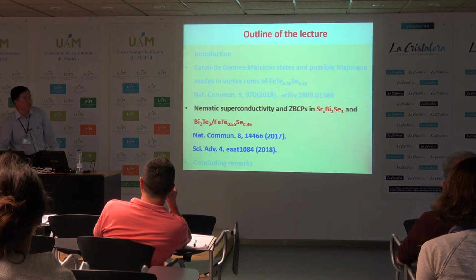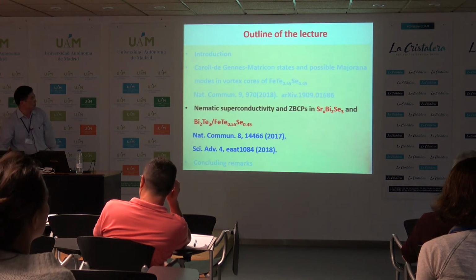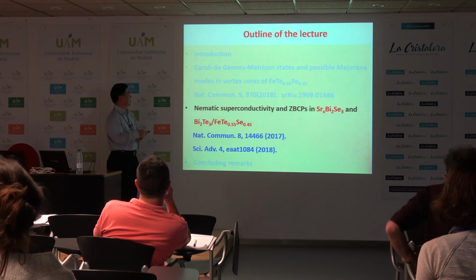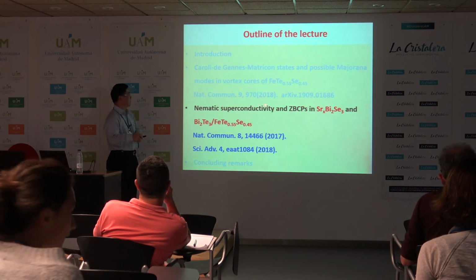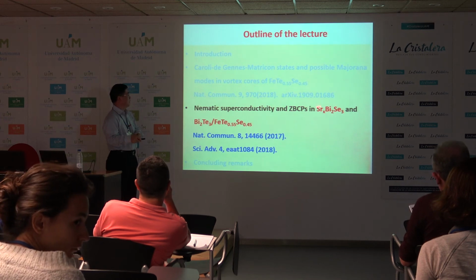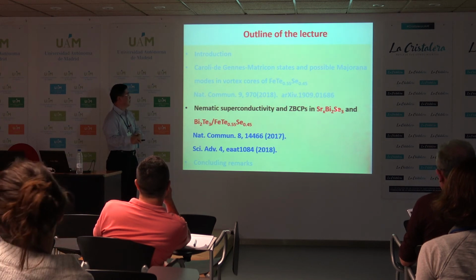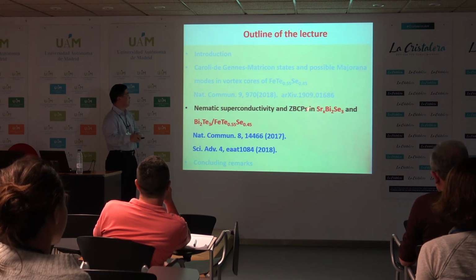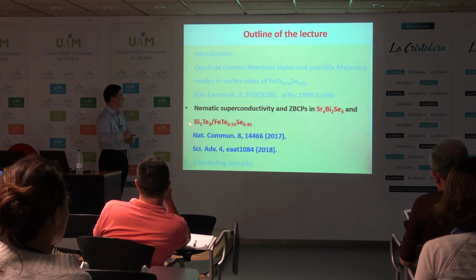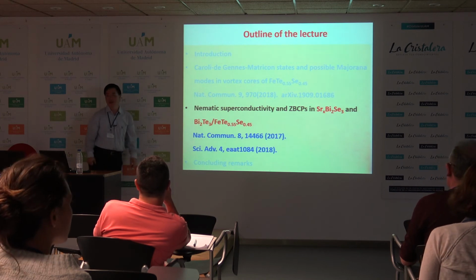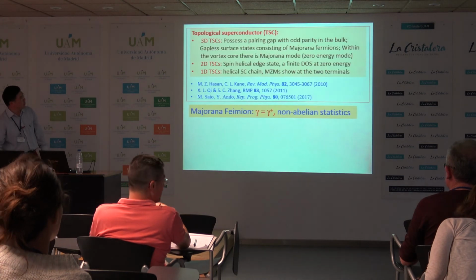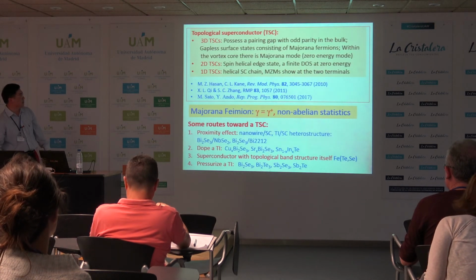So let me very quickly use several minutes to cover the vortex structure in the topological superconductor. First we try in this doped superconductor, but we find that very difficult. Then we come to the MBE deposited film on the iron-based superconductors. About topological, because of time limit, I don't have time to go through.